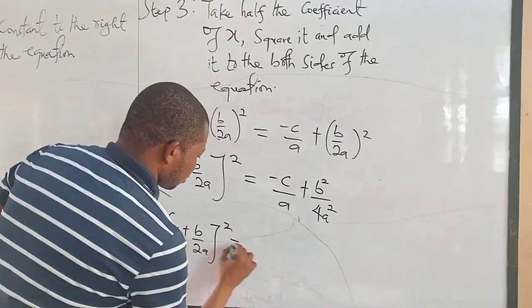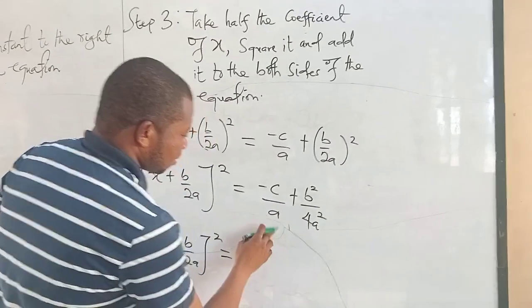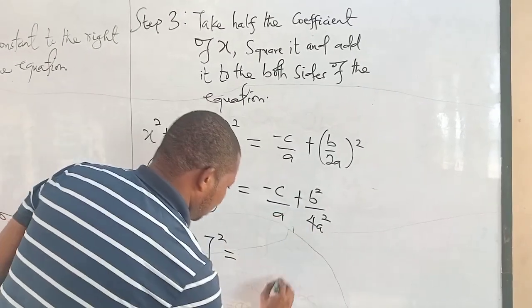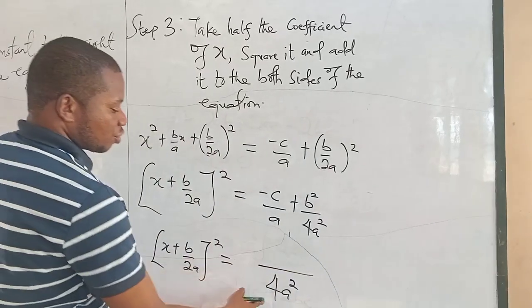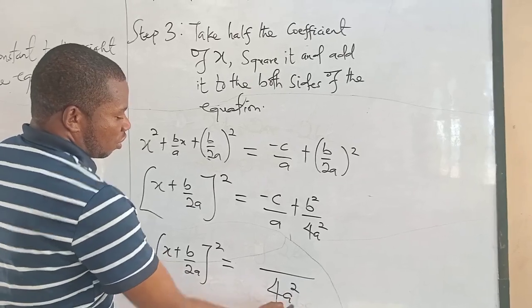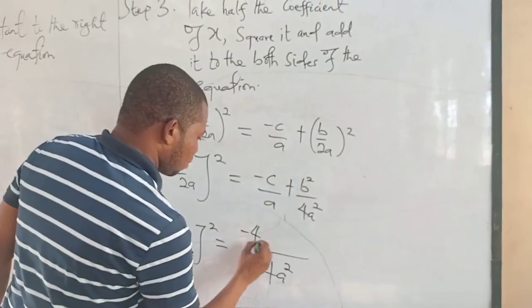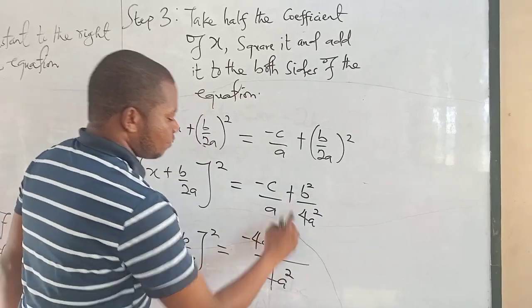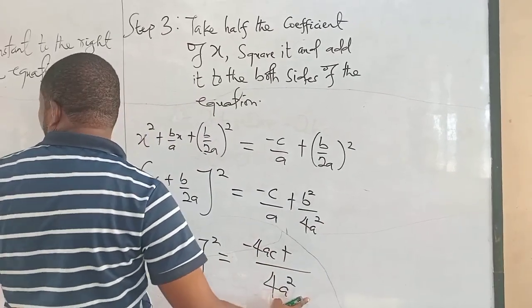It's equal to, I'm going to find the LCM of this and this. What's the LCM of a and 4a squared? That will give me 4a squared. A going into 4a squared, we cancel 1a here. I'm left with 4a. So 4a times minus c will give me minus 4ac. What do I have here? Plus. Now 4a squared divided by 4a squared.